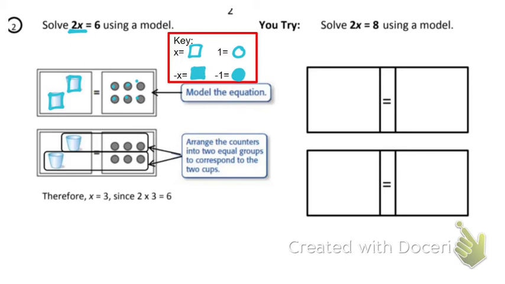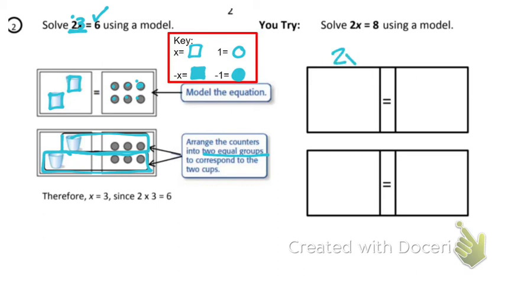Then we want to see how many equal groups they can go into. You're going to split it into 2 groups because you can only deal with 1 x at a time. So each one got its own group. When they split the 6 evenly between them, they would each end up with 3. And if you were to replace 3 in here, 2 times 3 is 6. So that works out. Let's try it on our side.